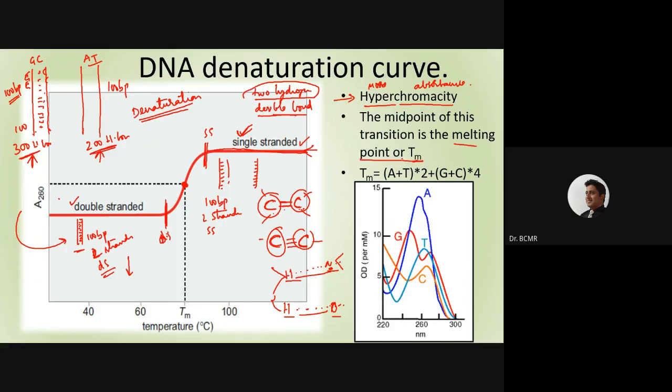Okay, it is the midpoint of transition between double strand to single strand. What is it measured as? It is measured as the temperature. So if I have to define melting point, midpoint or melting point from here, it is the temperature at which 50% of the DNA is in single stranded and 50% would have been in double stranded nature. That's how you can also look at it.